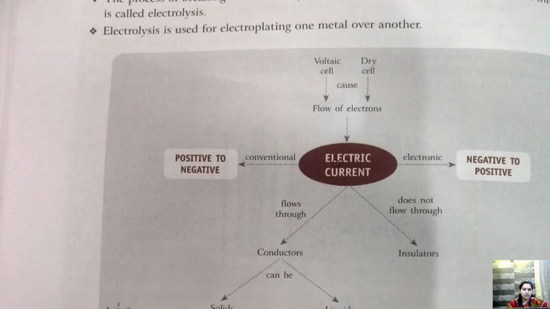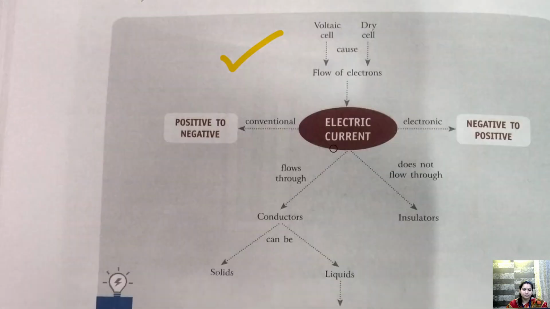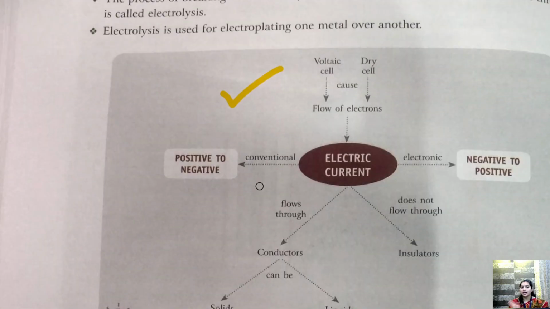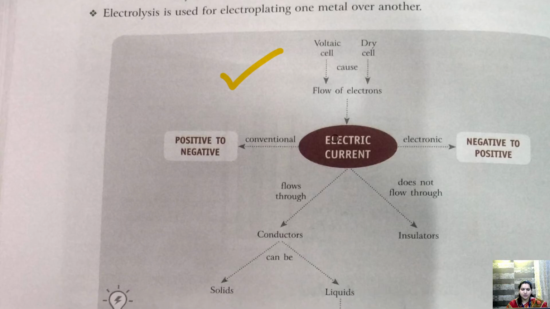And also you will draw the concept map. You will draw the concept map in your fair notebook on the blank side of the paper. Okay. So let's see what is there in the concept map. We have talked about electric current. What is electric current? Flow of electrons is called electric current. There are two types of current, conventional current and electronic current. Conventional current flows in the positive to negative direction, electronic current flows in the negative to positive direction.